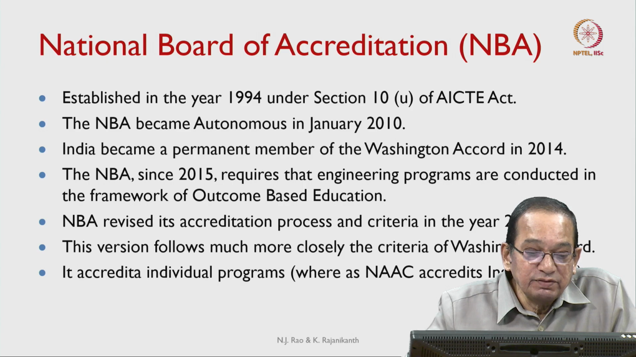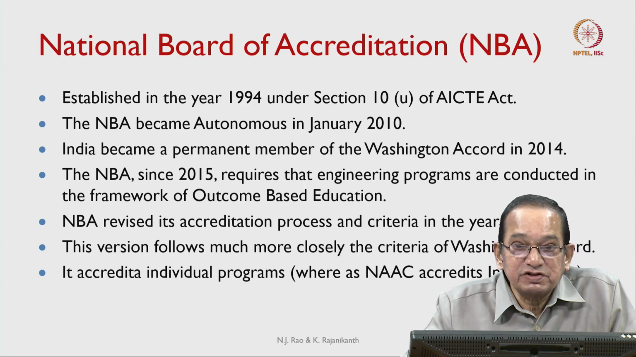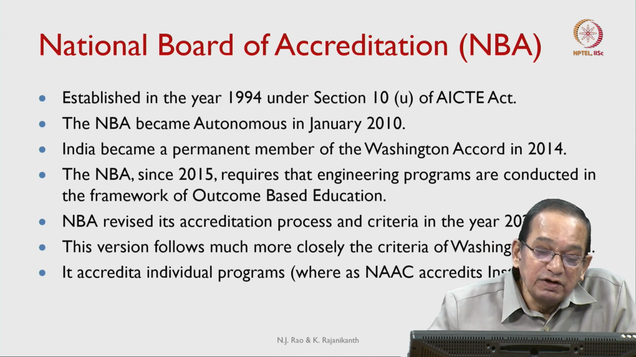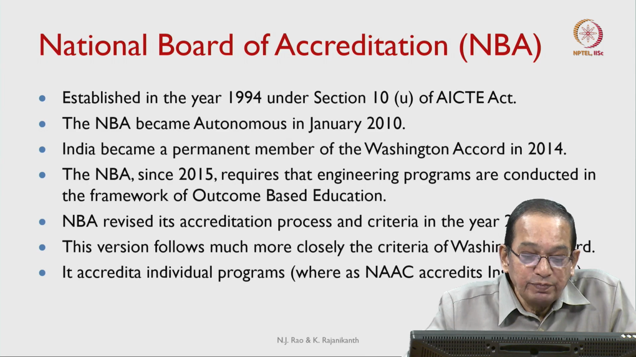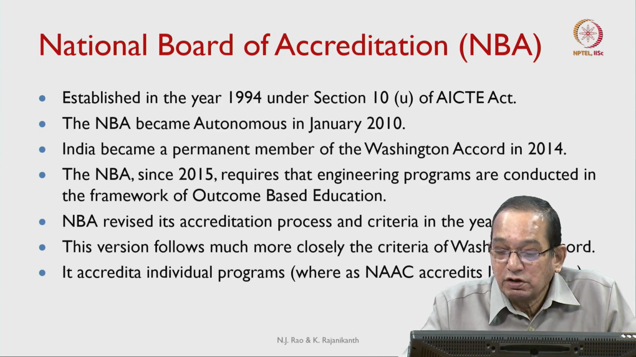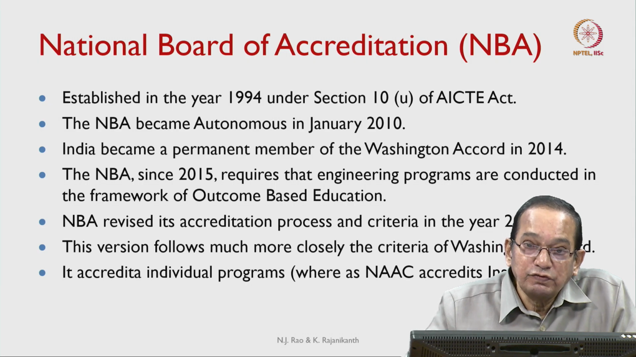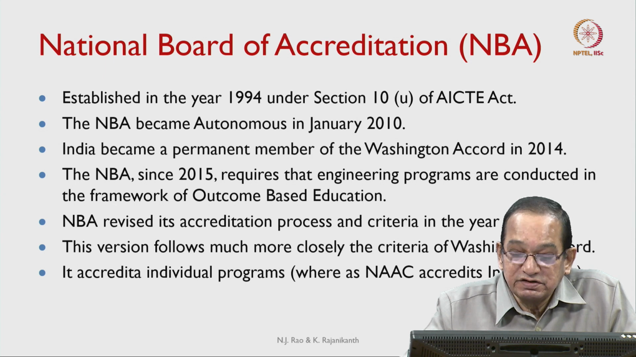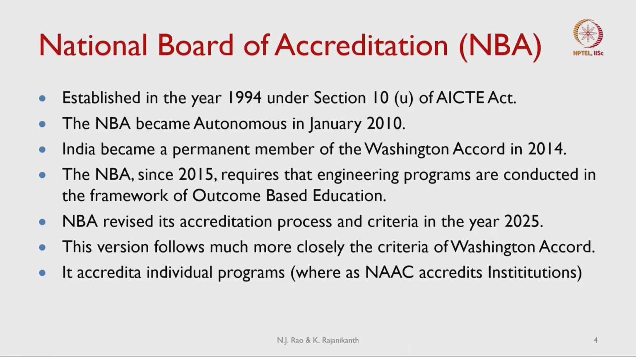As we noted several times, the National Board of Accreditation was established in the year 1994 under section 10U of the AICTE Act. Then it became autonomous in 2010. Then it became a permanent member of the Washington Accord in 2014, and in 2015 it adopted outcome based education and used that as the framework for accrediting the programs. Then it revised its accreditation process and criteria just this year in 2025. In 2024 the plans were afoot and the documents were distributed, and it became effective from 2025.